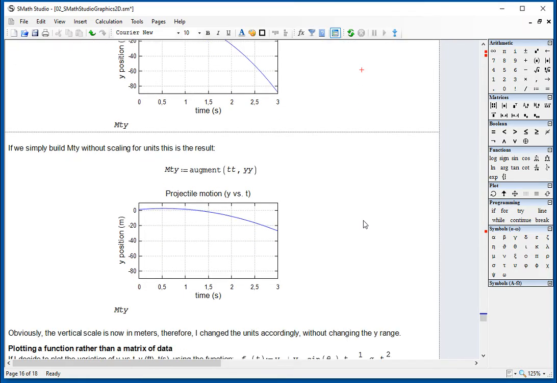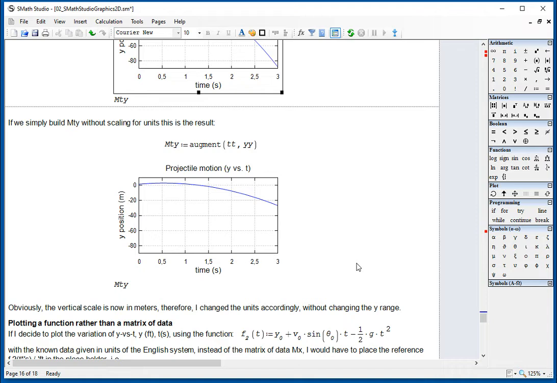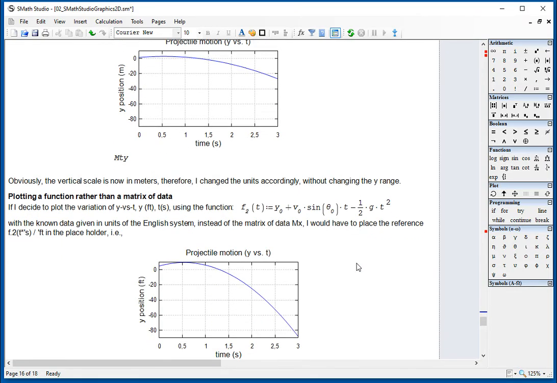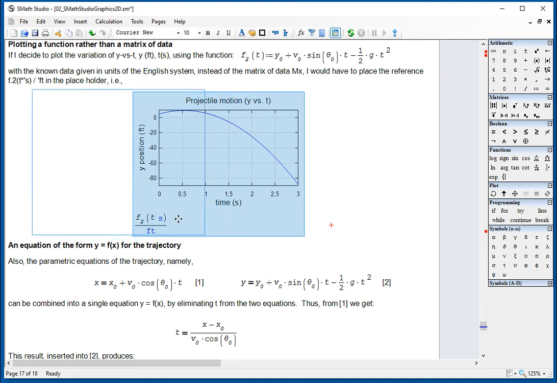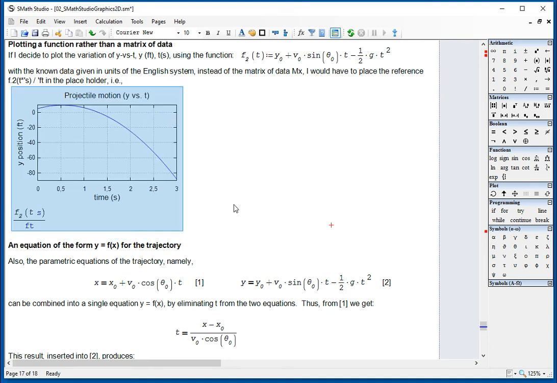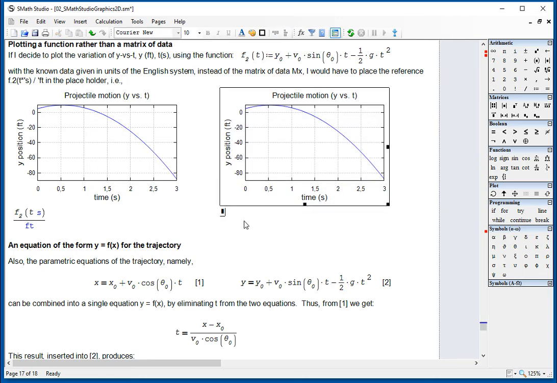If I had not scaled down the units, then this is what I'm going to get, which is different than the actual graphic that I produced. Now, suppose that we don't have a matrix, but we have an equation like this one, where it's going to give me the vertical position as a function of time. I could just type F2 of T. I'm going to show you here the steps. I'm going to do Control C, Control V, and delete this here. And then I type F2 of T.